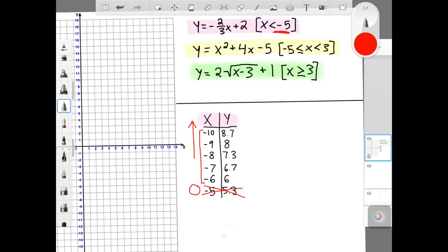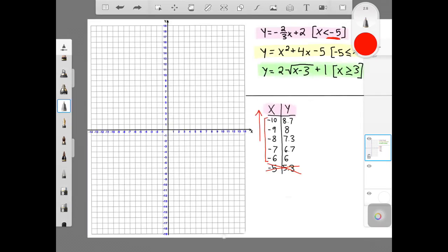Also, just to be clear, I started with negative 10, 8.7 on my table, but there is an infinite number of coordinates before that. Negative 10, 8.7 also fits on my graph, so it's a good point to start with. I graphed the coordinate negative 10, 8.7 by estimating because there are no labeled decimals on this particular graph.